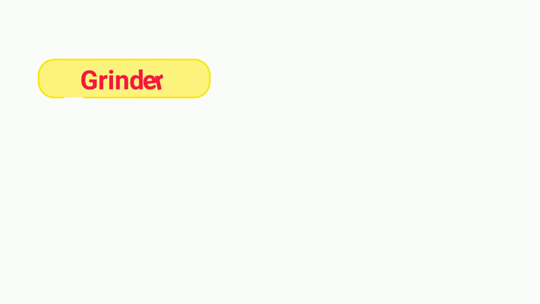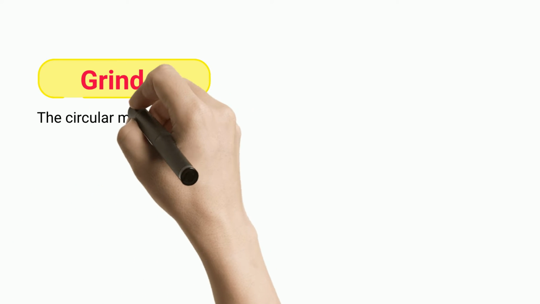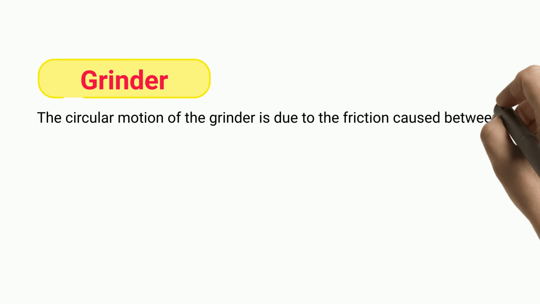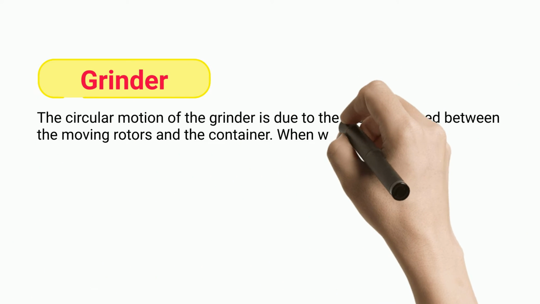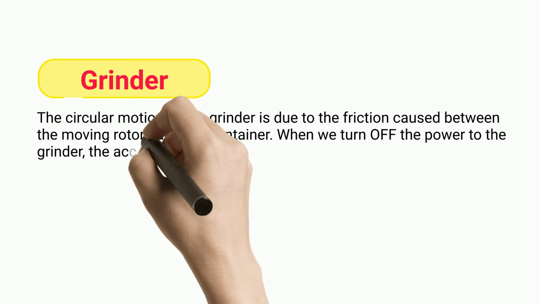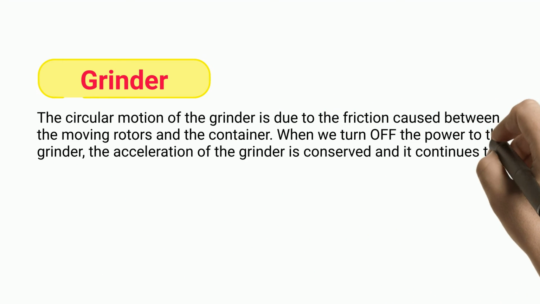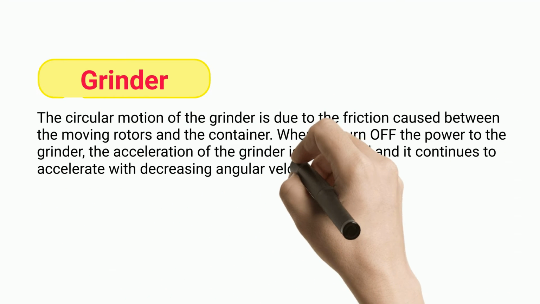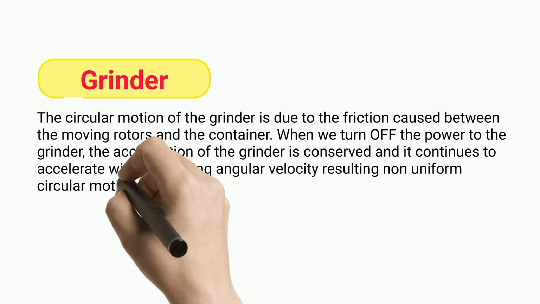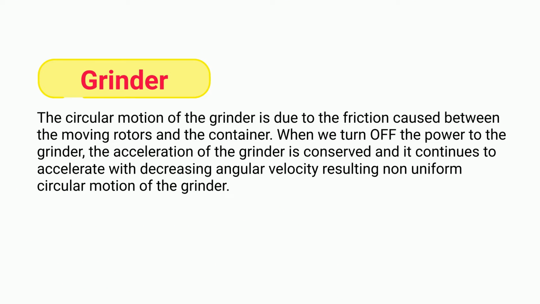Grinder. The circular motion of the grinder is due to the friction caused between the moving rotors and the container. When we turn off the power to the grinder, the acceleration of the grinder is conserved and it continues to rotate with decreasing angular velocity, resulting in non-uniform circular motion of the grinder.